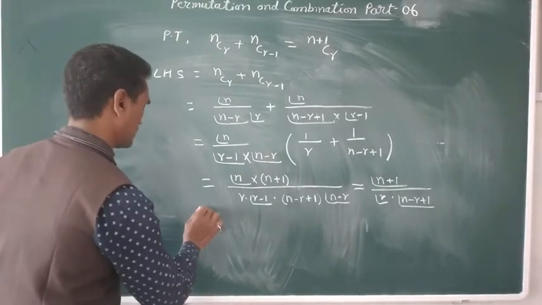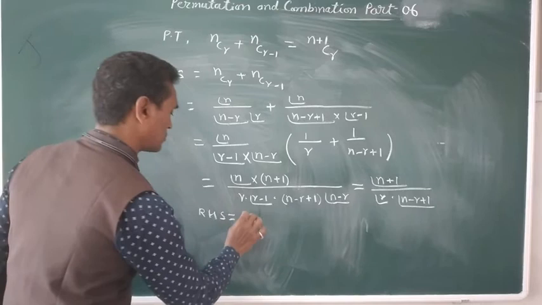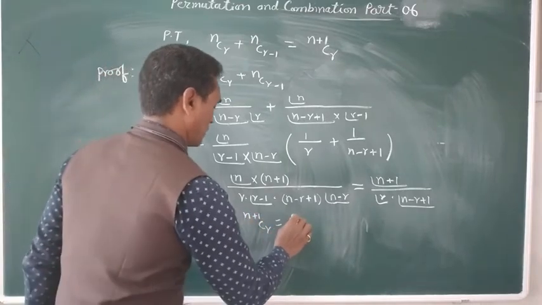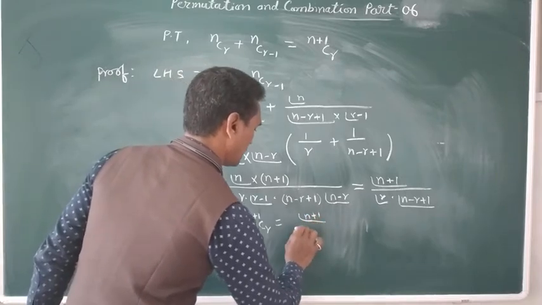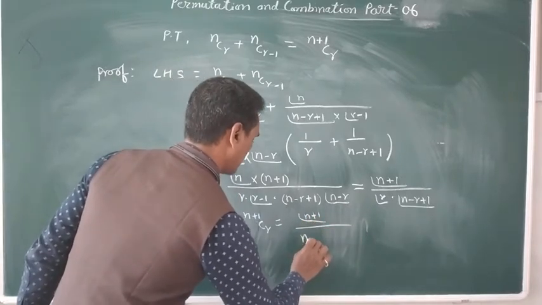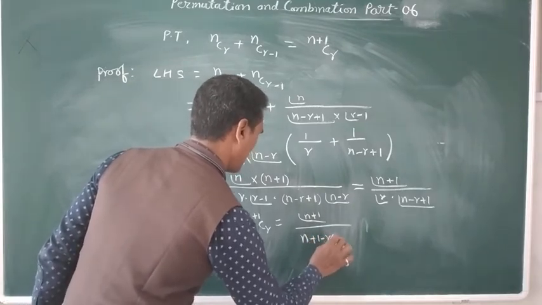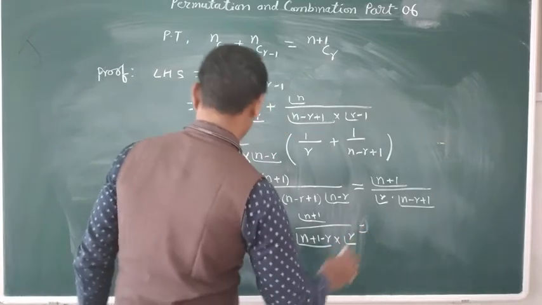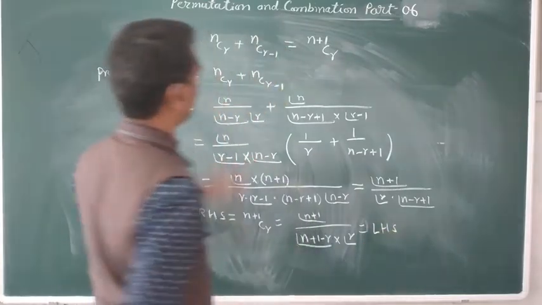Now you simplify the right hand side. The right hand side is equal to (n plus 1)Cr. Now apply the formula: factorial (n plus 1) by factorial (n plus 1 minus r) into factorial r, which is equal to the left hand side. Both are equal. We have proved this also.